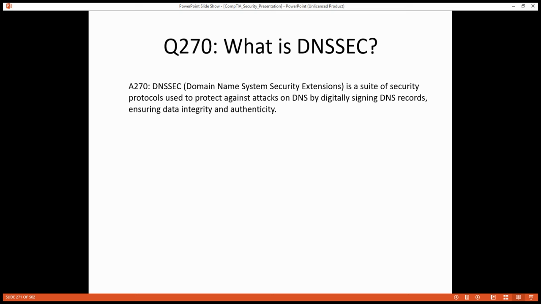Q270. What is DNSSEC? A270. DNSSEC, Domain Name System Security Extensions, is a suite of security protocols used to protect against attacks on DNS by digitally signing DNS records, ensuring data integrity and authenticity.